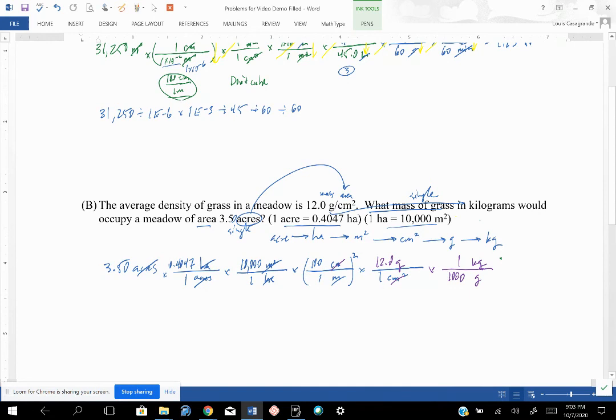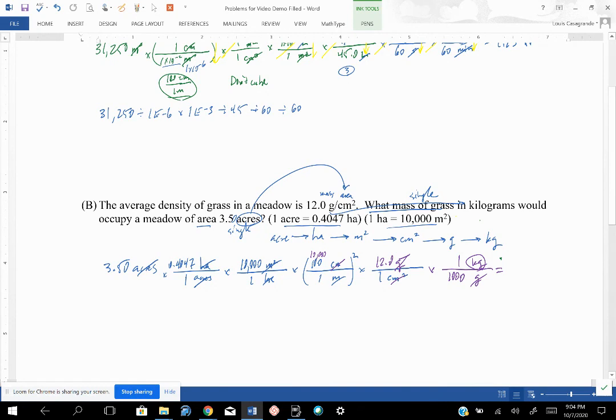I'm not going to write out the entire roadmap or the entire calculation for you, but you can do the zigzag math, and 3.5 times 0.4047 times 10,000 times, now 100 squared is again 10,000. So we're multiplying by 10,000 twice, and that's going to give us a large number, isn't it? Times 12.0 grams, and then divide, I didn't cancel out the grams, so I have 12.0 divided by 1,000. I have kilograms as my final answer.